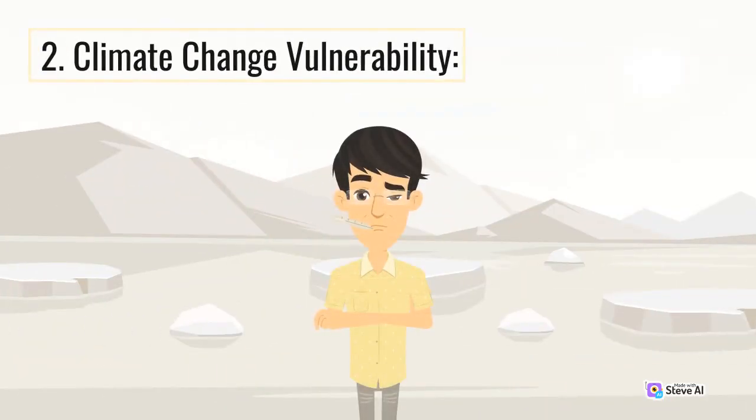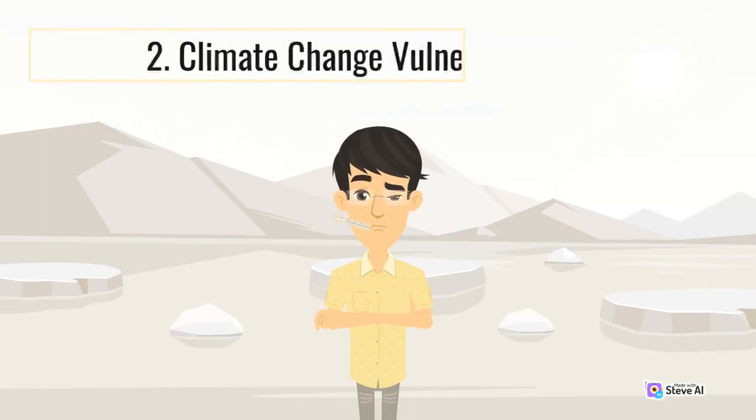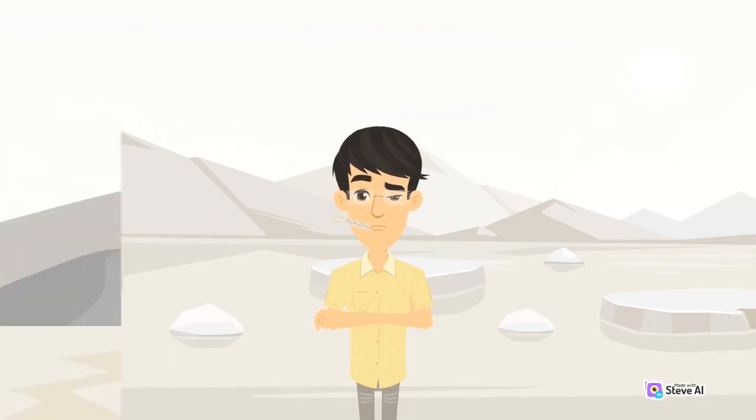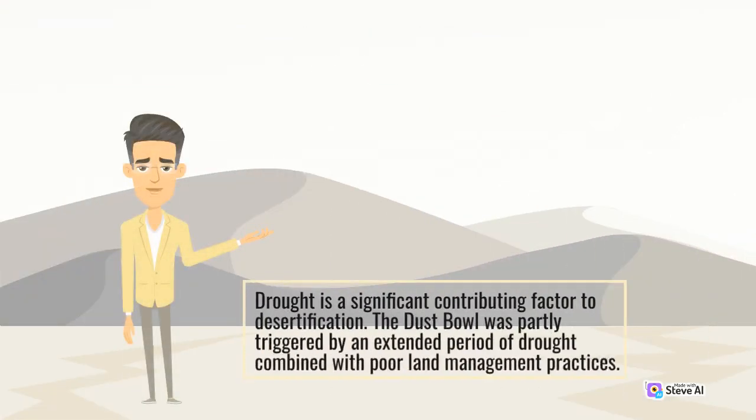2. Climate change vulnerability. Drought is a significant contributing factor to desertification. The Dust Bowl was partly triggered by an extended period of drought combined with poor land management practices.